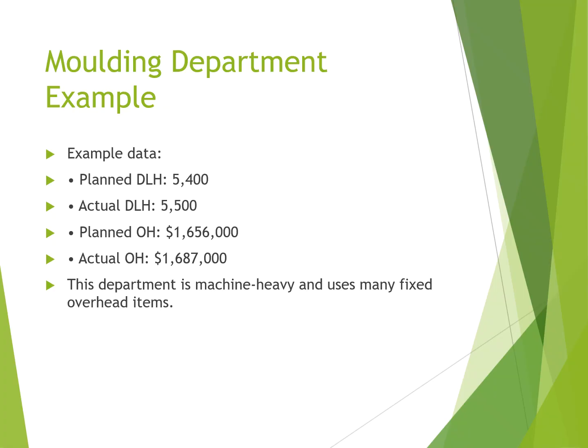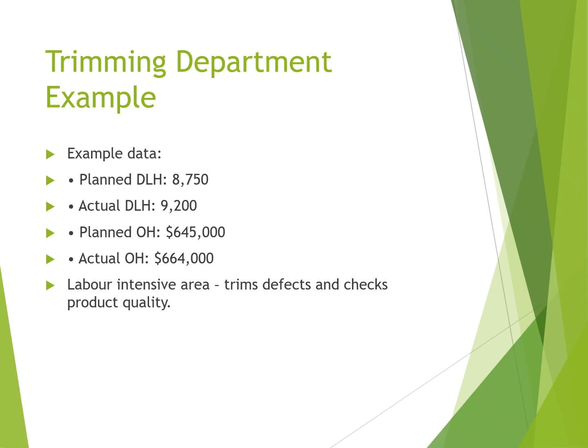In the molding department, Glow Toy planned for 5,400 direct labor hours. In reality, they used 5,500 hours. They also planned to spend about $1.66 million in overhead for this department. This department uses huge machines and tons of electricity, so overhead is heavy. Next, the trimming department. Planned DLH was 8,700 hours, but actual hours were 9,200.